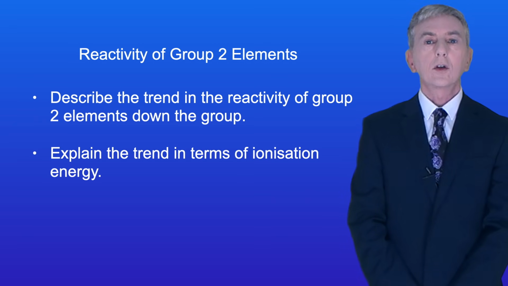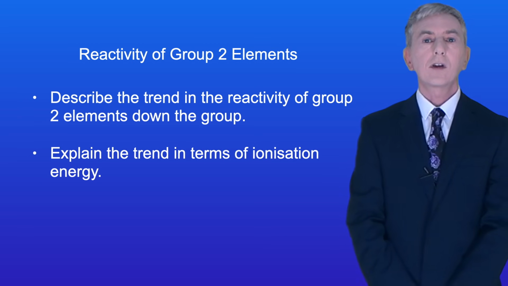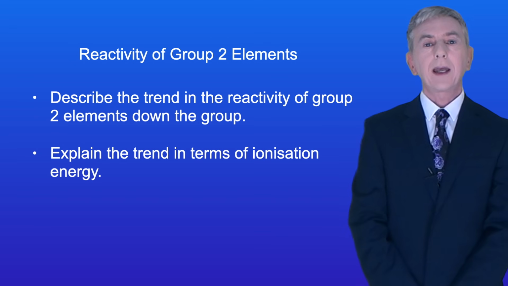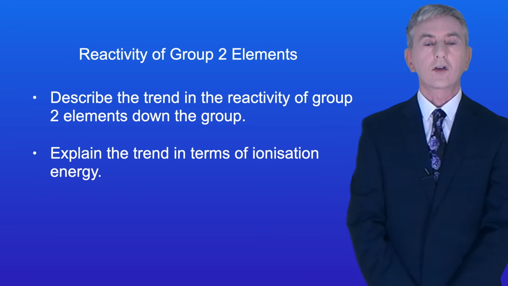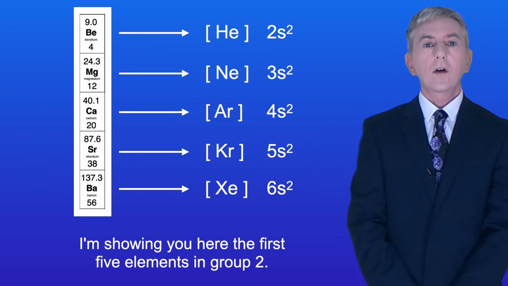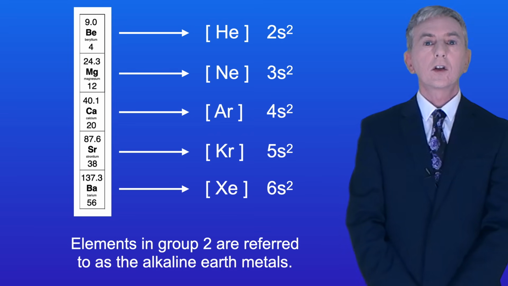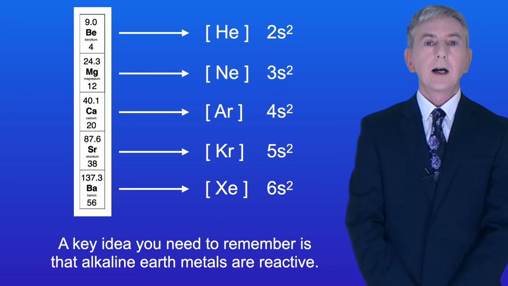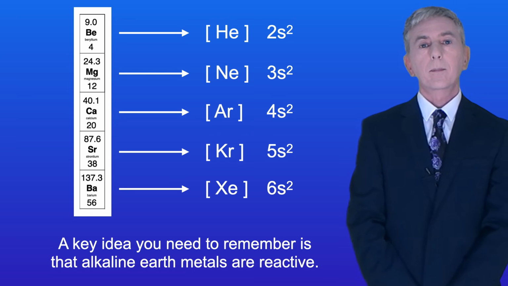By the end of this video, you should be able to describe the trend in the reactivity of group 2 elements down the group. You should then be able to explain the trend in terms of ionisation energy. I'm showing you here the first 5 elements in group 2. Elements in group 2 are referred to as the alkaline earth metals, and a key idea you need to remember is that alkaline earth metals are reactive.